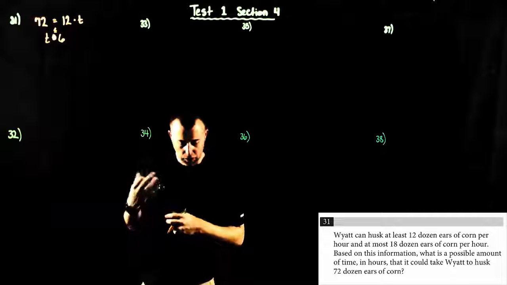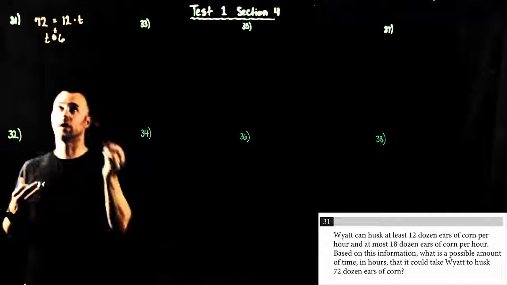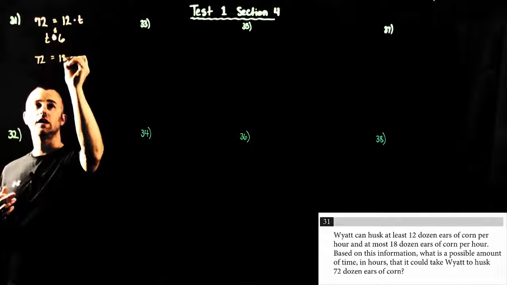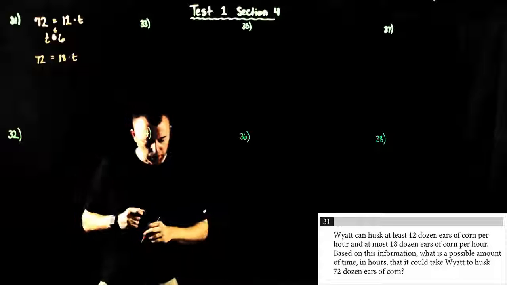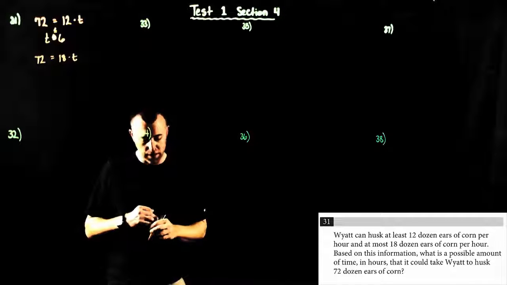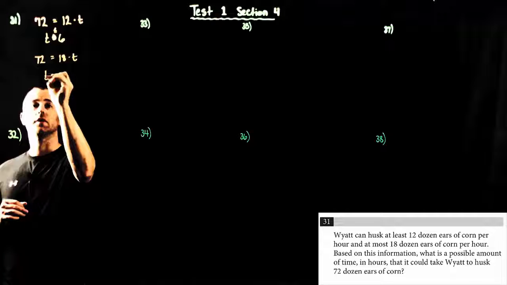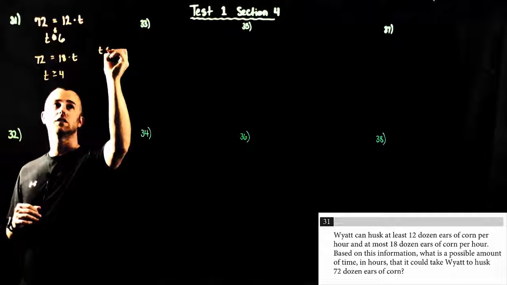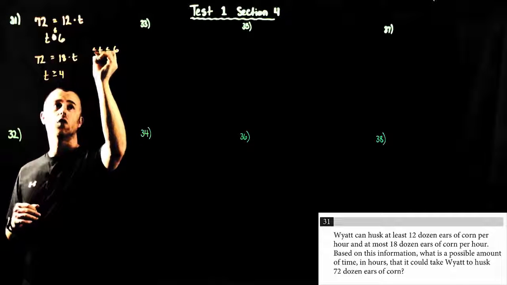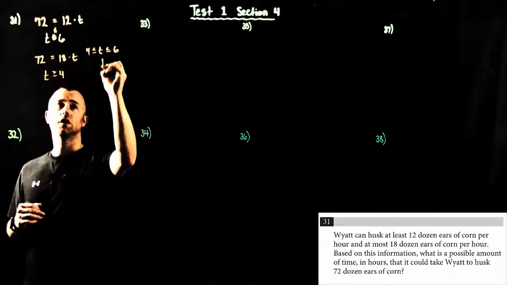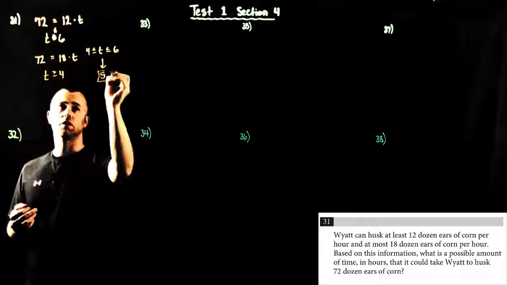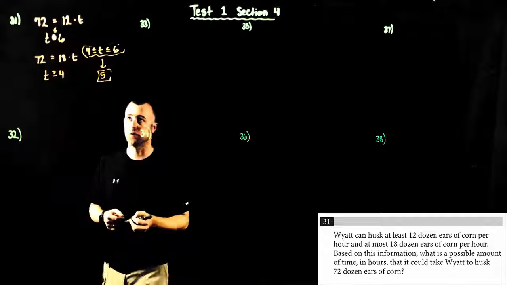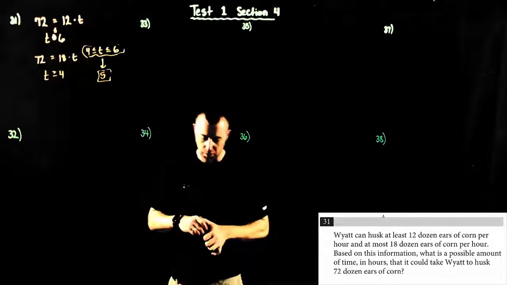And then if he goes a little bit faster, you can go 18 dozen ears of corn per hour. So here I'm going to go 72 equals 18 times t. You divide both sides by 18, and you're going to get 4 for your time. So again, we want an answer that's somewhere in between these numbers. So t has to be less than or equal to 6, or greater than or equal to 4. You just pick a number. Like if I was doing this, I'd just say 5. That'd be a good enough answer. But anything in this range would be perfectly acceptable for an answer on number 31. So that's going to again be 31.